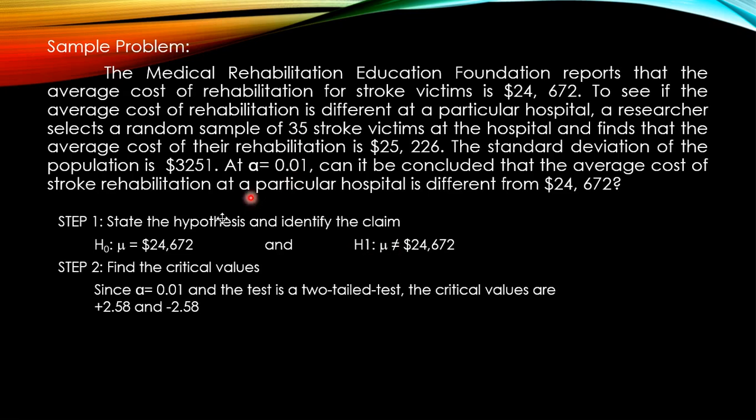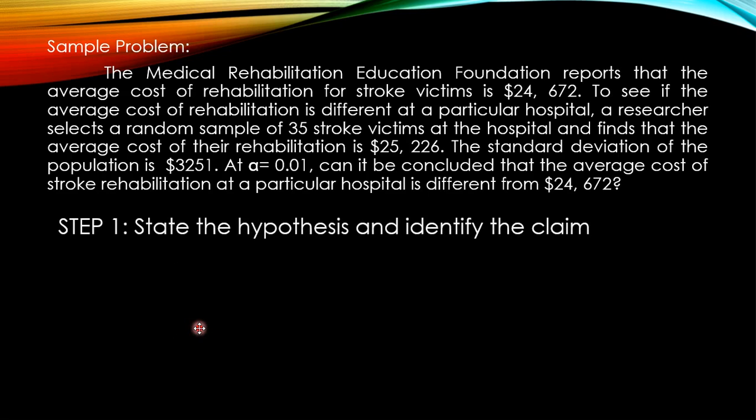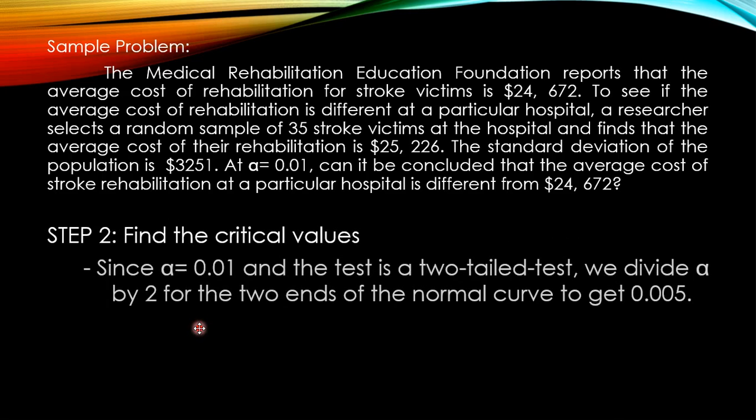The next step is to find the critical values. So since sa problem sinabi na ang alpha natin ay 0.01 and the test value is a two-tailed test. Nakita natin kanina. The critical values are positive 2.58 and negative 2.58. Ayan. So, since alpha is 0.01 and the test is a two-tailed test, we divide alpha by 2. Bakit natin i-divide? I-divide natin siya kasi two-tailed test. Kasi yung critical region natin ay nasa magkaabilang side. For the two ends of the normal curve to get 0.005 na critical region.